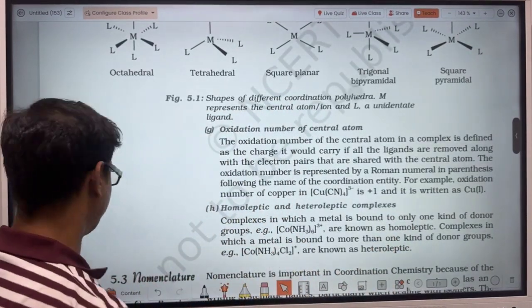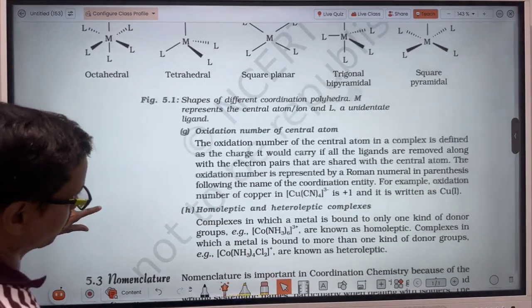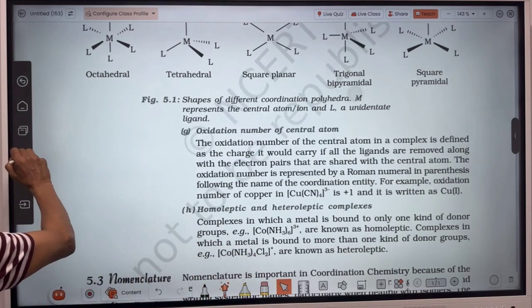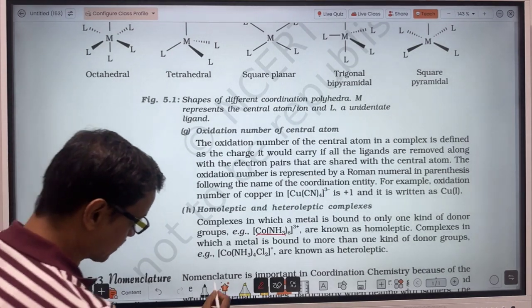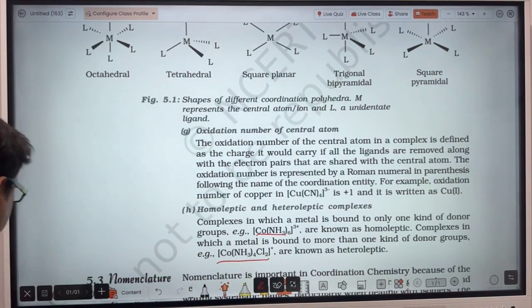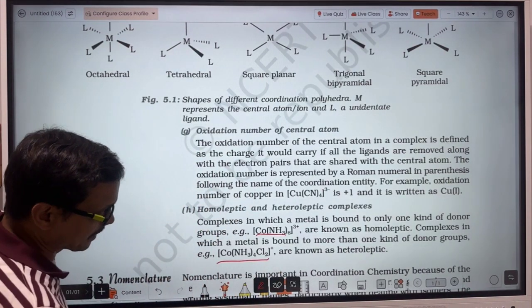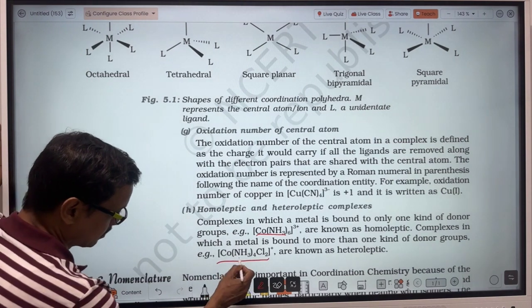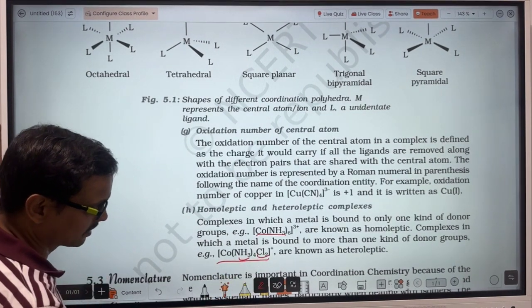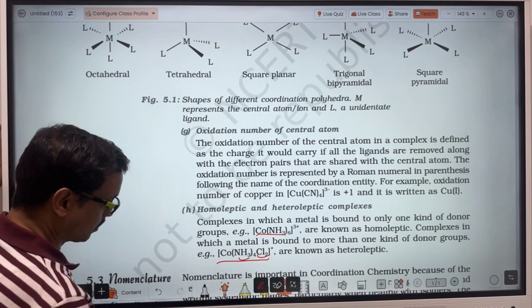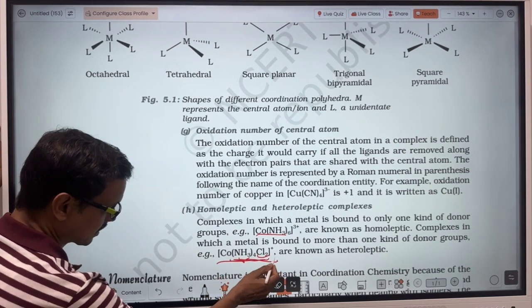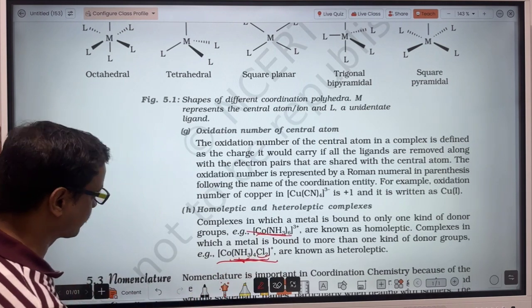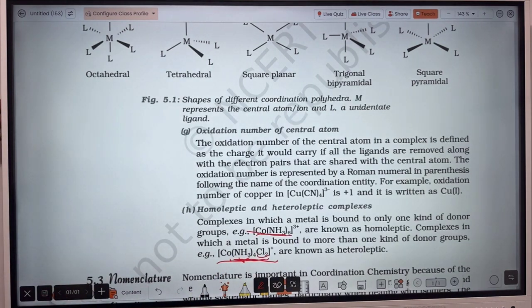So that is called a homoleptic complex. Here in this compound, only one type of ligand is present. That's why it is a homoleptic complex. And in this compound, there are two types of ligands present, meaning two different ligands, like ammonia and chloride. So it is called a heteroleptic complex. So this one is heteroleptic complex, this one is homoleptic complex. So in case of homoleptic complex, what is that?